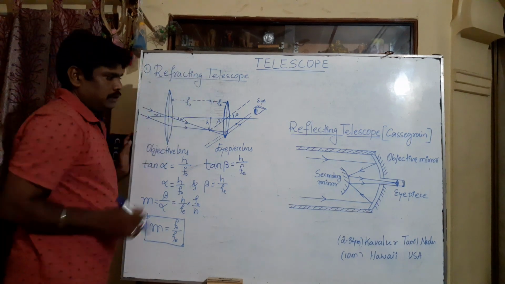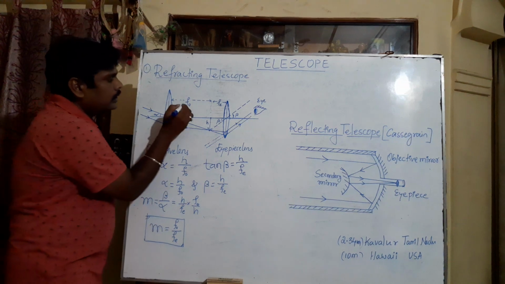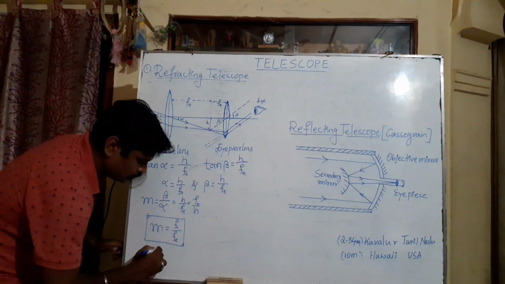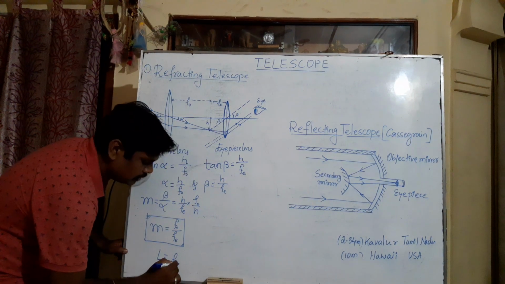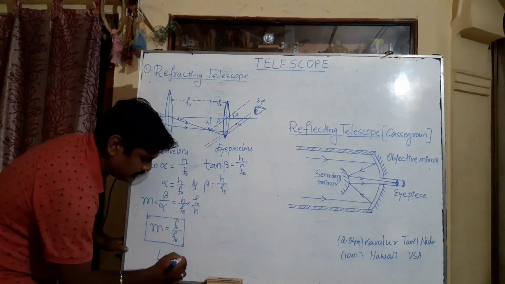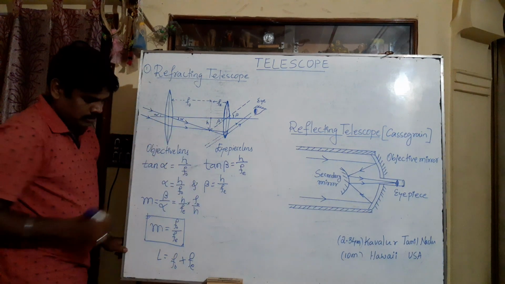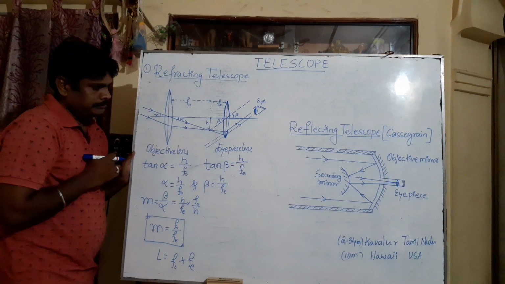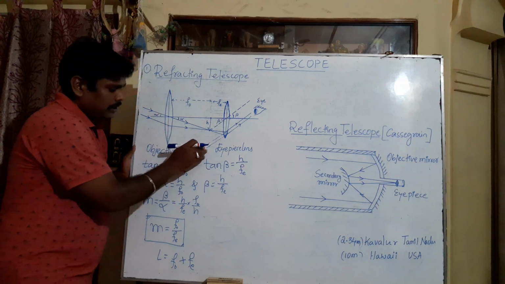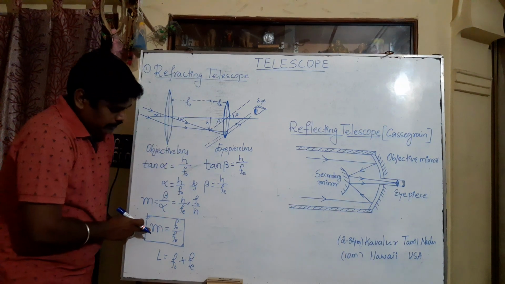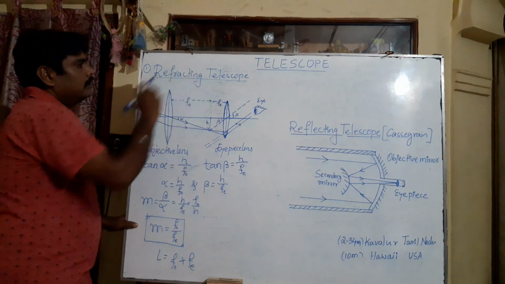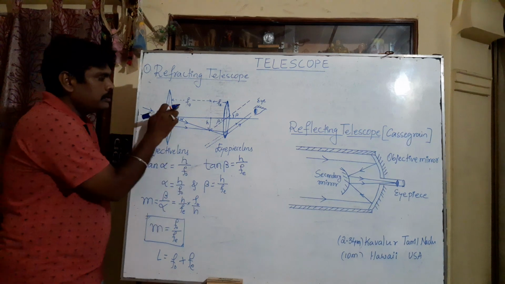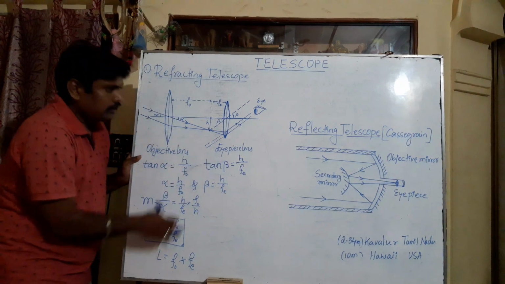This is especially for a refracting telescope. The sum of these two, f0 and fe, gives the length of the telescope. So the length of the telescope is the sum of the focal length of the objective lens and the focal length of the eye lens. From here to here is called the length of the telescope. The image obtained is at infinity. Then the magnification of the telescope is defined as the ratio of the focal length of the objective lens to the focal length of the eye lens.